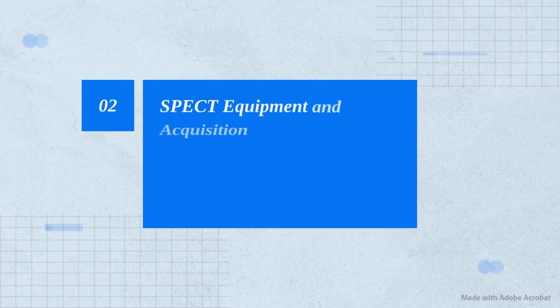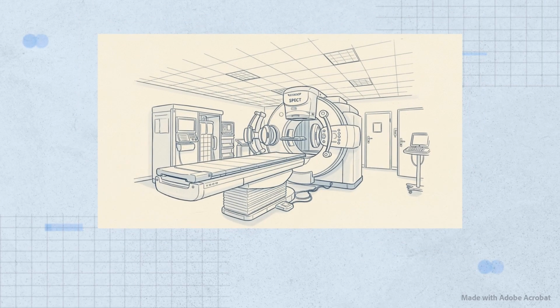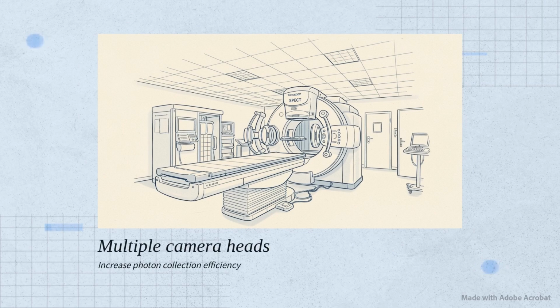Now that we know the principles, let's look at the equipment and acquisition process. How do gamma cameras and their configurations impact the efficiency and quality of SPECT imaging? Gamma camera configurations play a crucial role in SPECT, affecting both efficiency and versatility. Multiple camera heads are used in SPECT to increase photon collection efficiency, capturing more data in less time. Rotating cameras allow for both scintigraphy and SPECT, providing flexibility in imaging techniques.